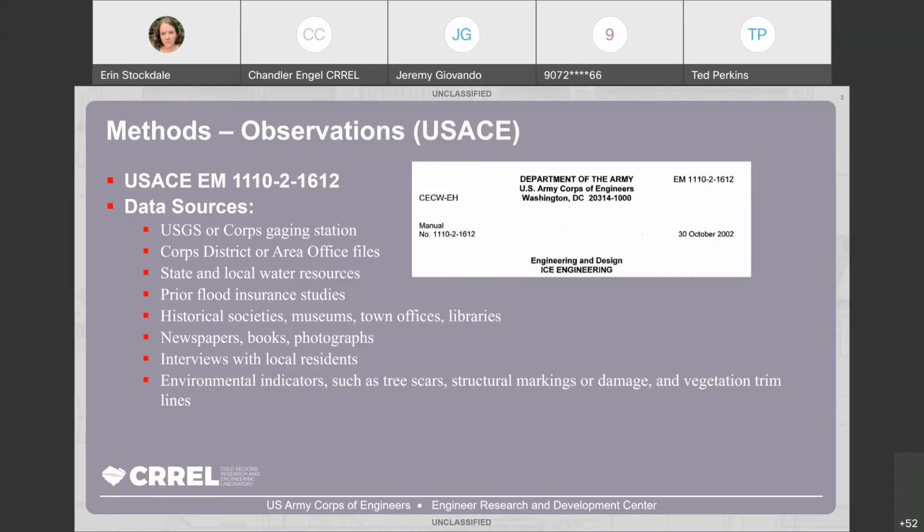Historical resources, so that could be museums, libraries, newspapers, or books, are certainly things that can at least help understand if an ice jam occurred or ice was present and there was a high stage event, what did that look like, and potentially maybe be able to use that in some sort of quantitative fashion. Interviews with locals, and of course, some of the environmental indicators that we talked about earlier, like tree scars.